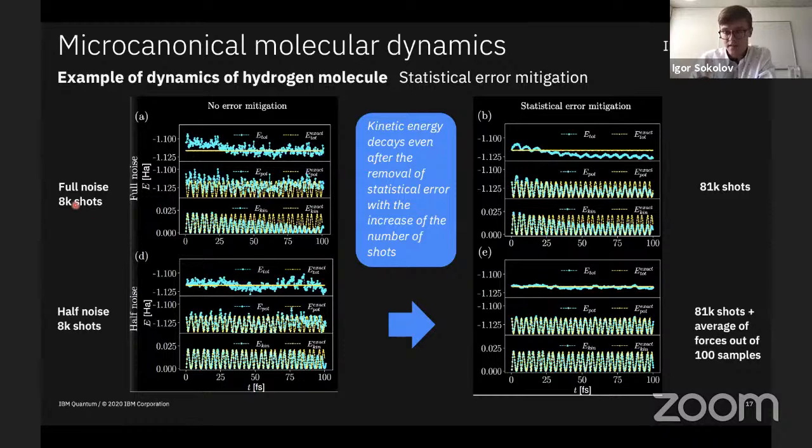Here we had 8,000 shots, and here we have 81,000 shots. We can see that the variance of the total energy has diminished, but we still have the decay. We still have the decay in the kinetic energy too, though significantly less so. So this is not the source of our problem.